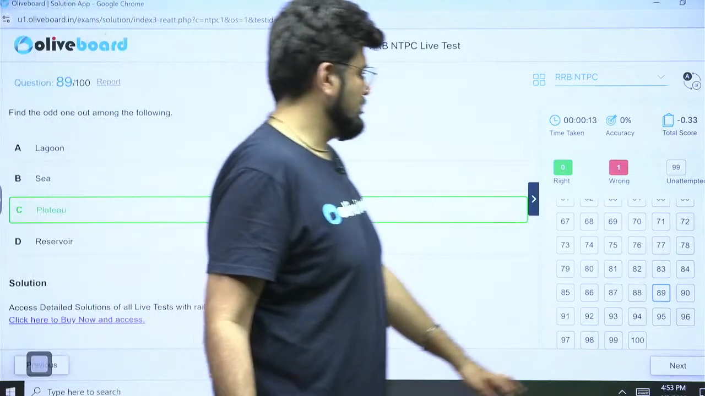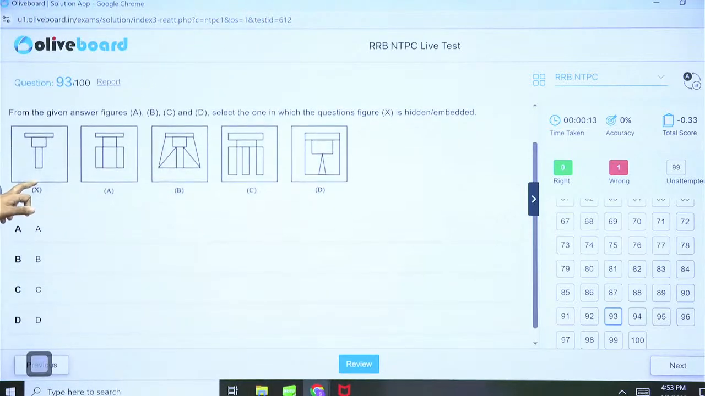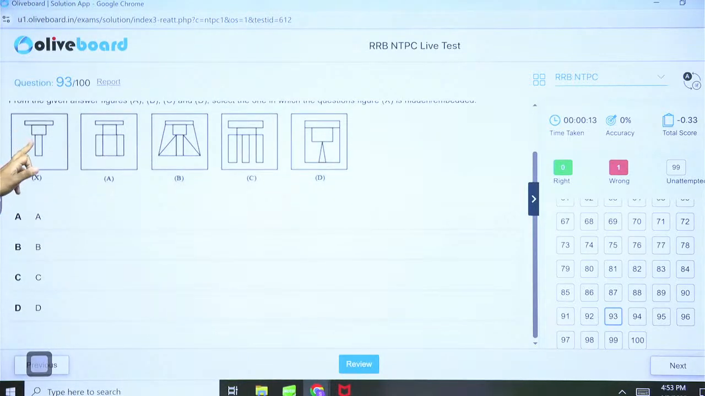Question number 93. Embedded. So question figure X should be hidden in which of the following? I think it's clearly hidden in B.